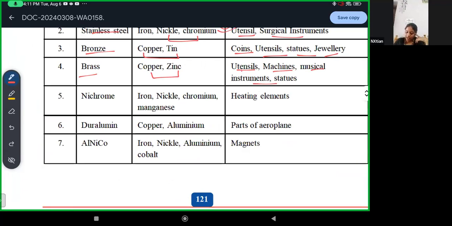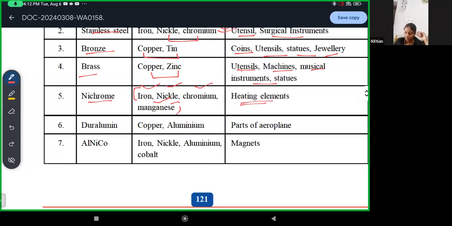Then you have nichrome. Nichrome is made when you mix iron, nickel, chromium, and manganese, and heating elements are made of nichrome. Nichrome wire, have you ever heard of it? Yes, that's made of iron, nickel, chromium, and manganese, because it's good for heating.